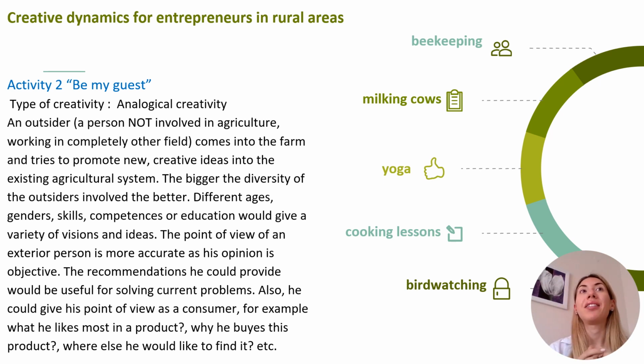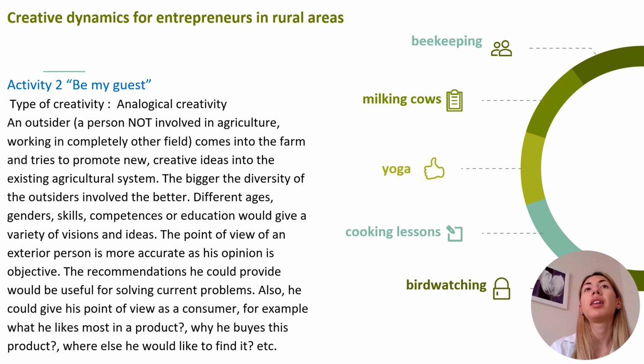The second activity is called Be My Guest. Attention, this activity could only be done face-to-face. Activity 2, Be My Guest. Type of creativity, analogical creativity. An outsider, a person not involved in agriculture, working in a completely different field, comes into your business and tries to promote new creative ideas into your existing agricultural system.